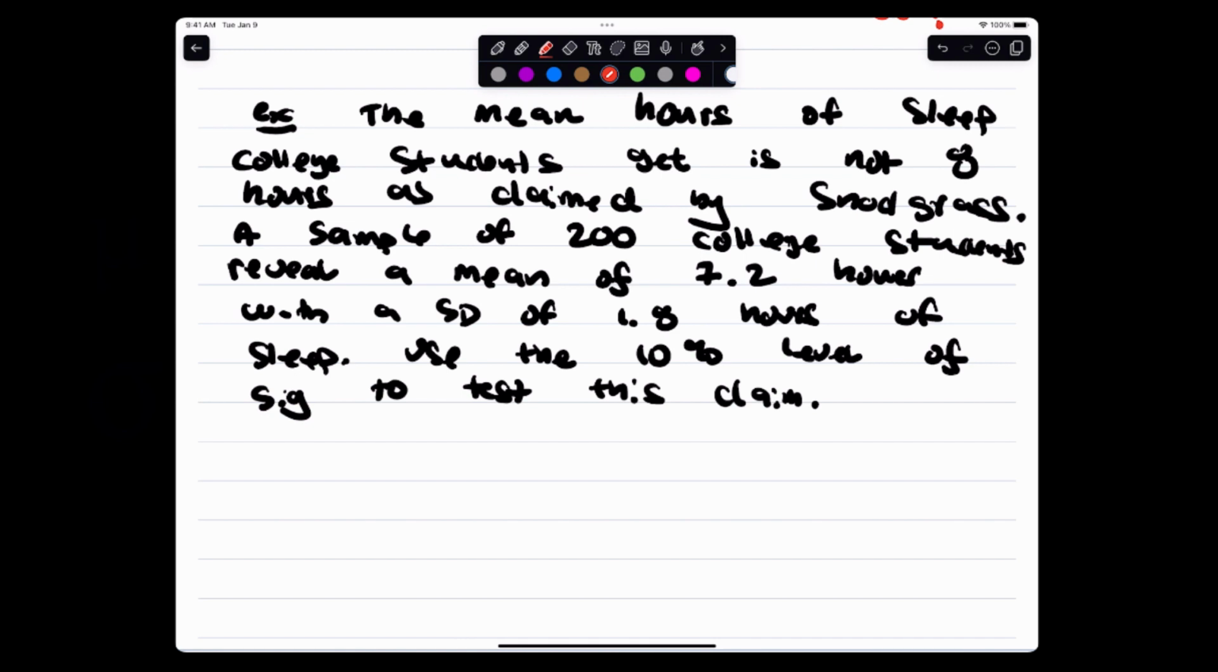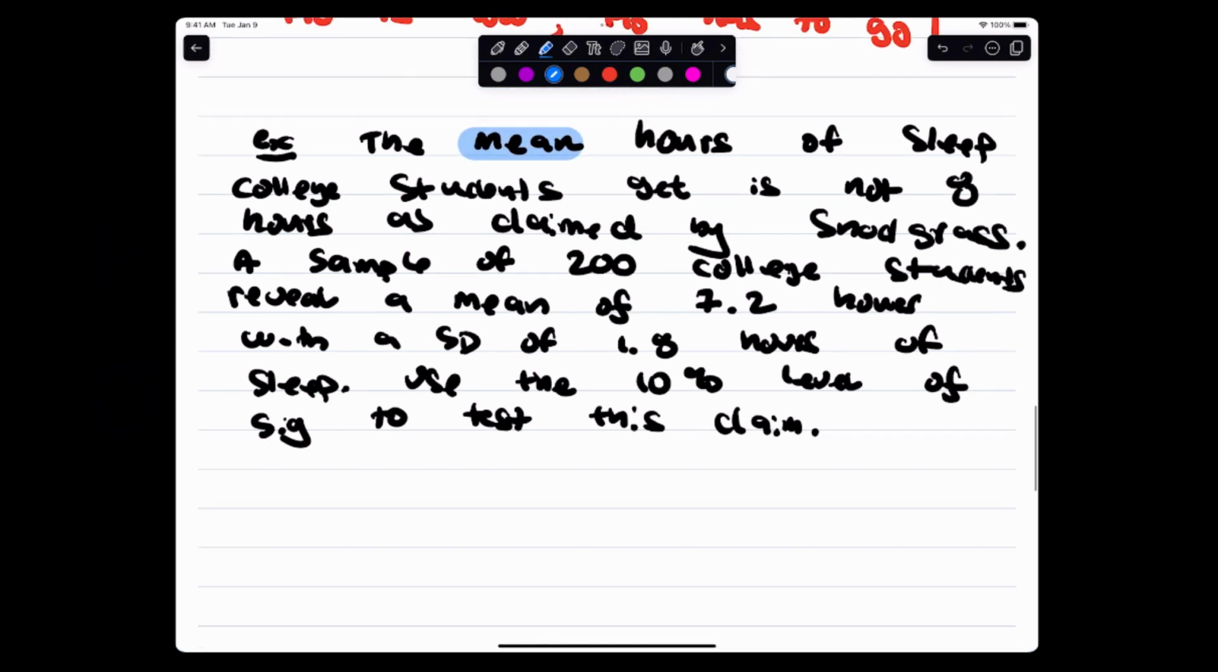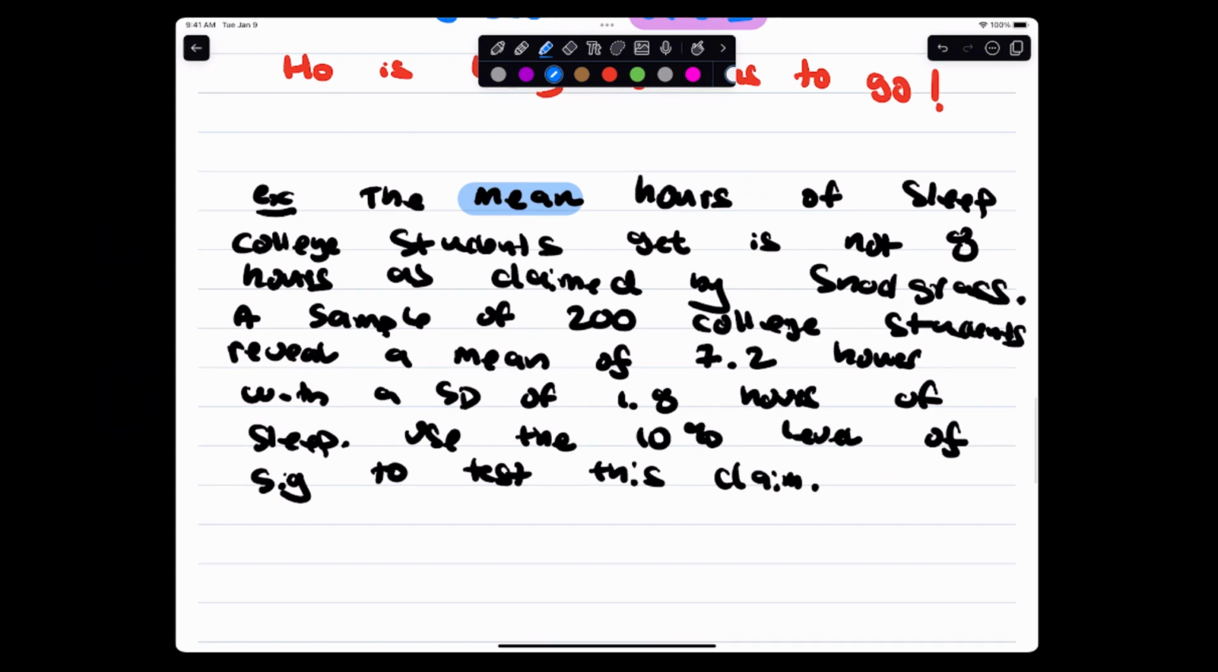So as we read this, let's see. What parameter? Is this a proportion or is it a mean? How do you know it's a mean? Good. It says the mean hours of sleep is not 8. And that's as claimed by good old Snodgrass again. So, what does not mean? That's short for is not equal. Is that true?